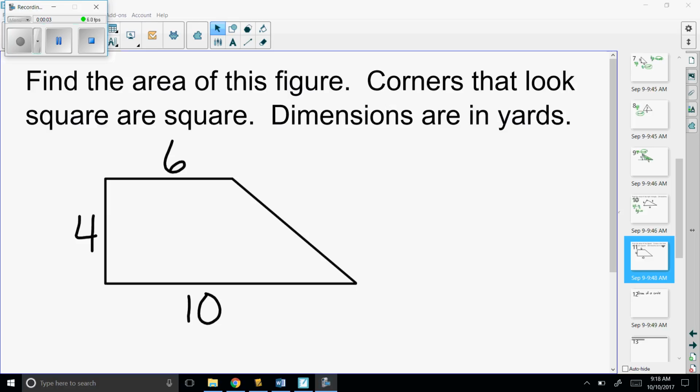How would you go about finding the area of this particular figure? Wilson.